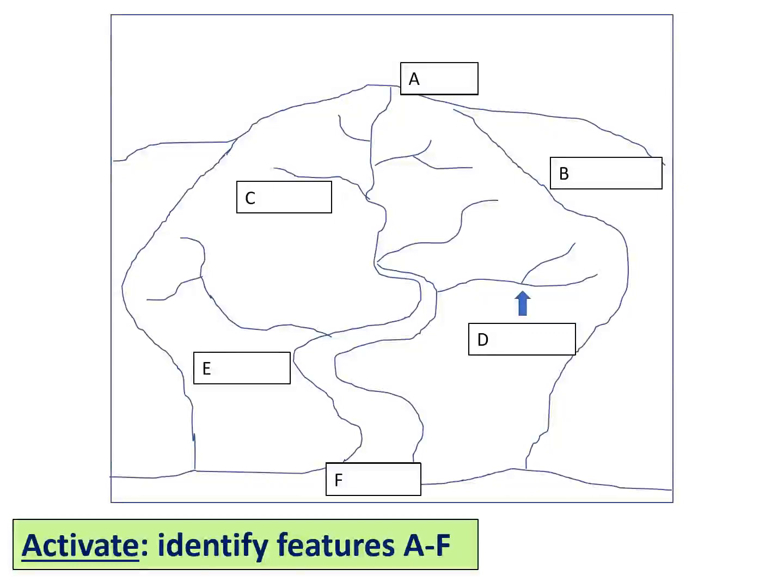Please identify the features A to F on this drainage basin diagram. Pause the video now. So A was the source, B was the watershed, C was the tributary, D was a confluence, E was a meander, and F was the mouth.